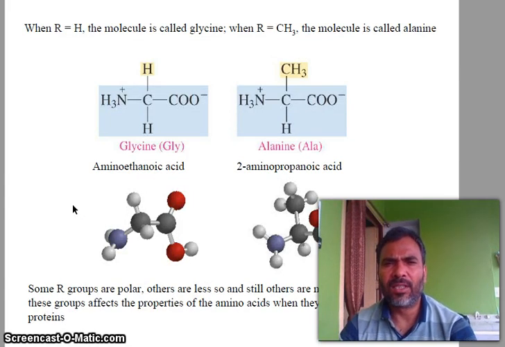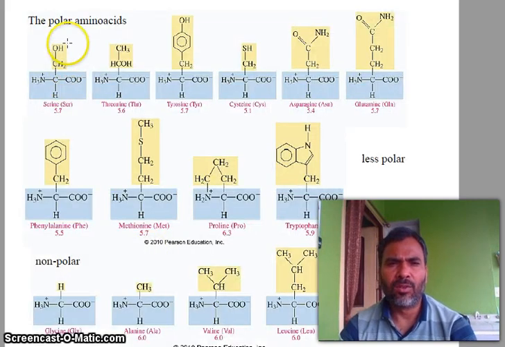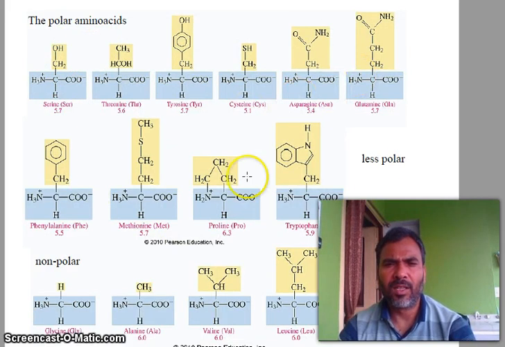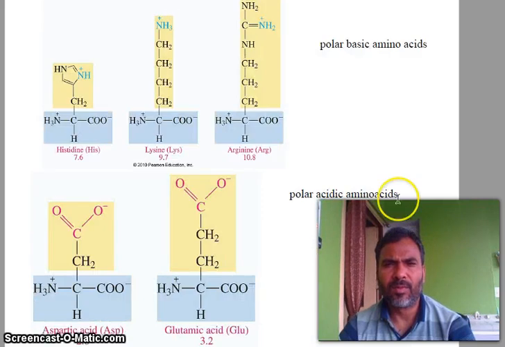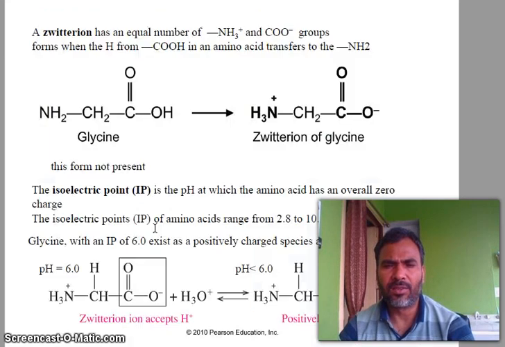If R is equal to H, then the molecule is called glycine. If R is equal to CH3, then the molecule is called alanine. Then there are polar amino acids, less polar, and non-polar amino acids. Polar basic amino acids and polar acidic amino acids. Essential amino acids include histidine, isoleucine, leucine, lysine, etc. Some are required in the diets of children, not adults.